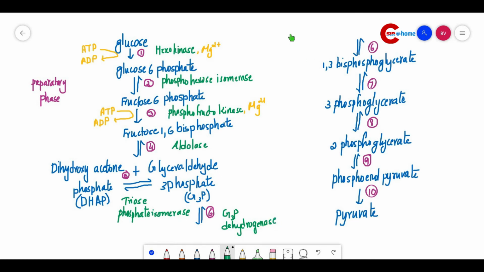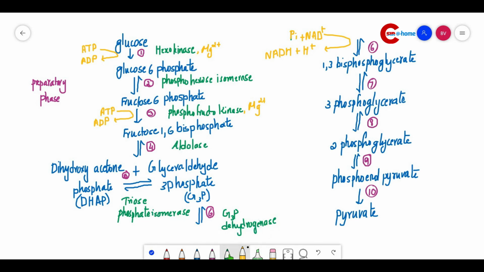So here one molecule of NAD is converted into NADH plus H plus. This one is an energy yielding step. So the conversion of glyceraldehyde 3-phosphate to 1,3-bisphosphoglycerate is an energy yielding step. Phosphorylation, and also oxidation and reduction, is taking place. NAD is converted into NADH plus H plus in this step. The enzyme is glyceraldehyde 3-phosphate dehydrogenase. Dehydrogenase is the enzyme.